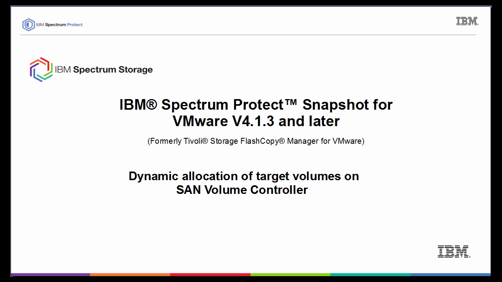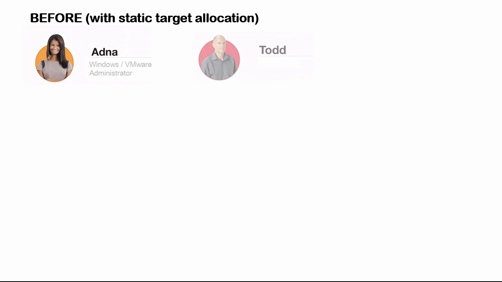First, we will look at a Spectrum Protect Snapshot for VMware backup scenario before and after the introduction of Dynamic Target Allocation. Adna is a Windows and VMware administrator for her organization. Todd is the IT manager for the organization, and Aaron is the storage administrator with responsibility for SAN Volume Controller.